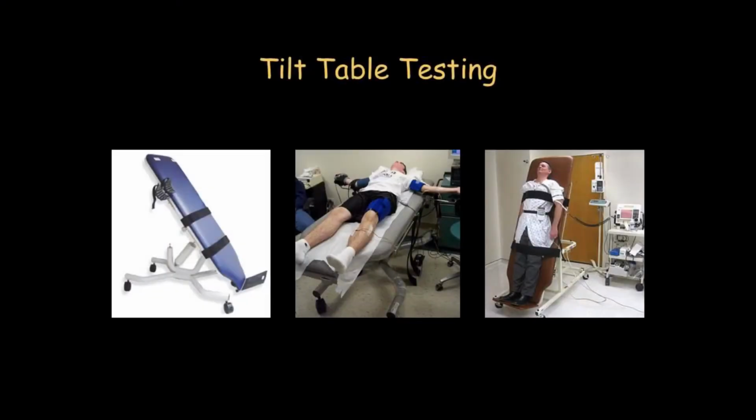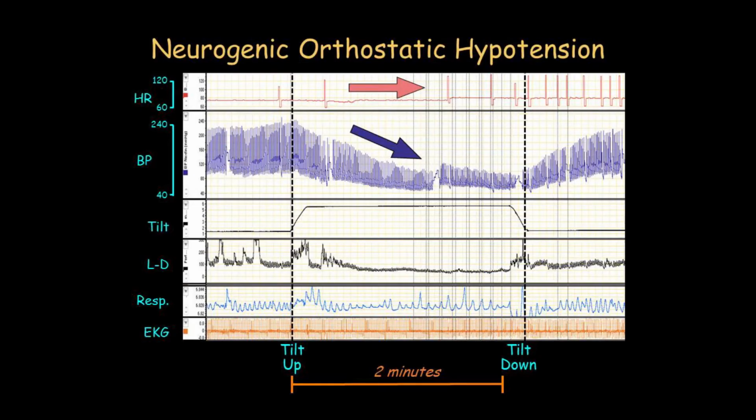Tilt table testing, you probably have come across this a lot. And what good is tilt table testing? Well, I think the main purpose is to identify and study the mechanisms of orthostatic hypotension. So, for instance, when a person is tilted and the blood pressure goes down, as you see in that blue arrow, and the heart rate doesn't change at all, that points to a reflex problem, right?